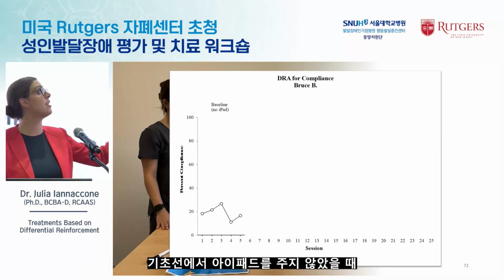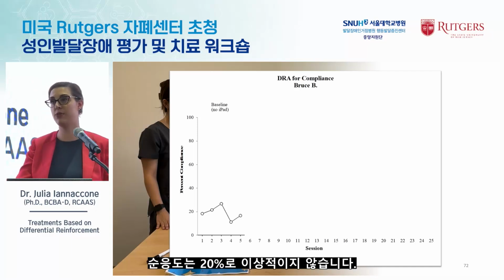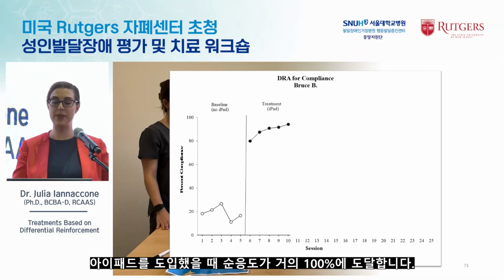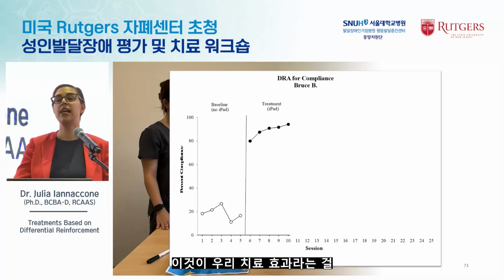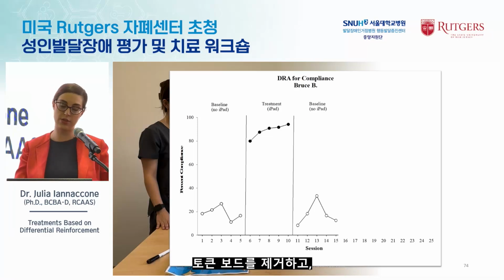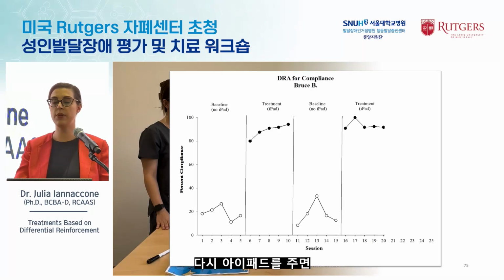In our baseline, when he's not earning his iPad, we see his compliance is around 20%, which is not ideal, especially if we want Bruce to ever have a job. He has to be able to do work to get a job. When we then implement the iPad, we see compliance come up to almost 100%. And again, to make sure that it's our treatment that's effective, we go back to baseline. We see that when he doesn't earn his iPad, when we take the token board away and the iPad, he stops working. So we know that it's our treatment that's working.